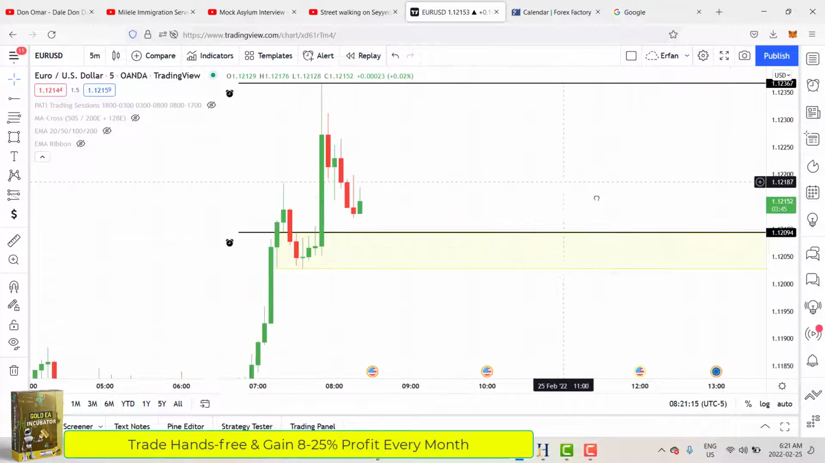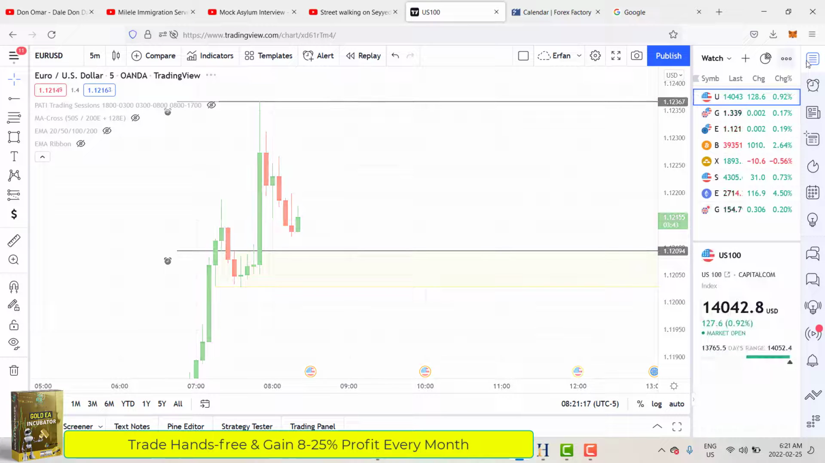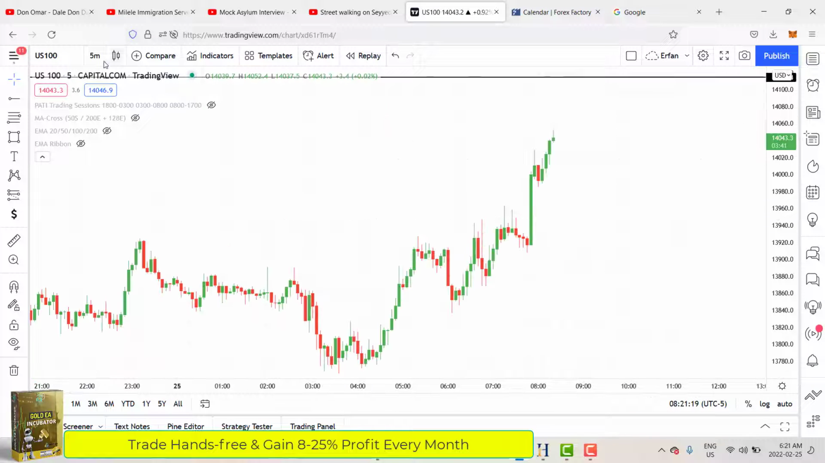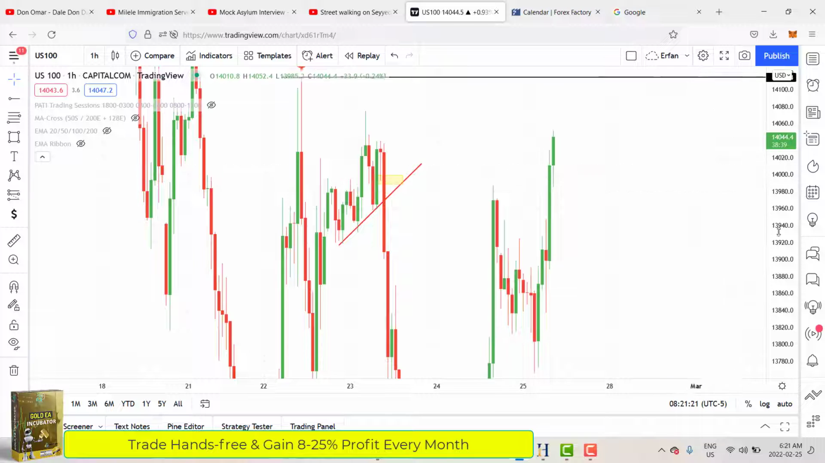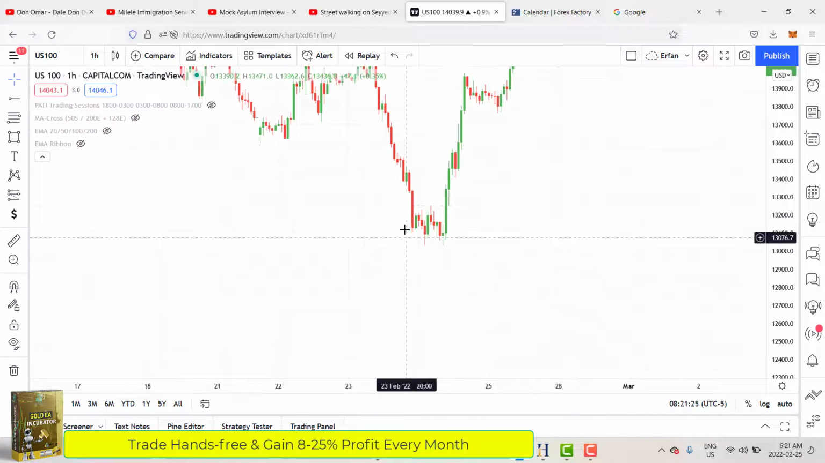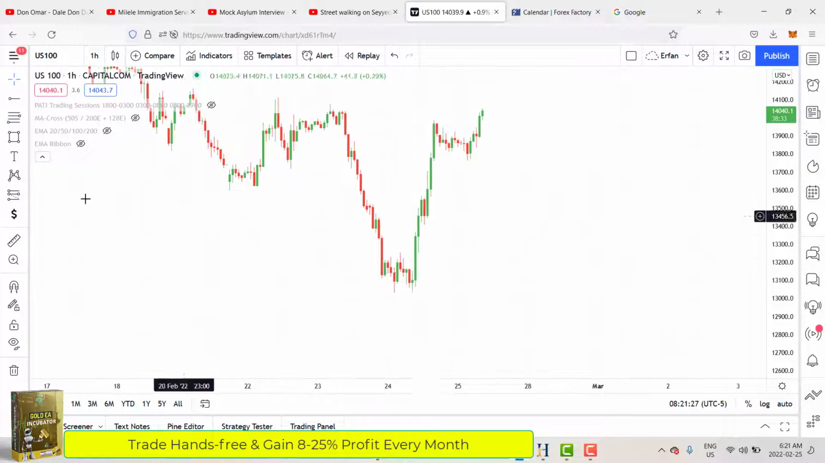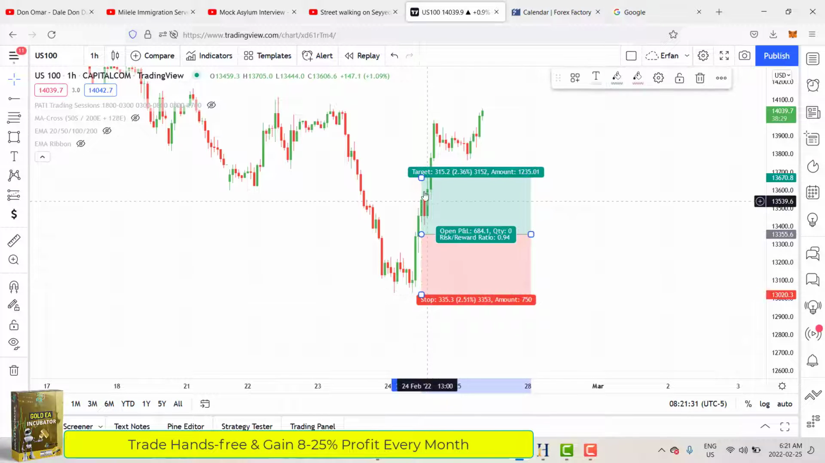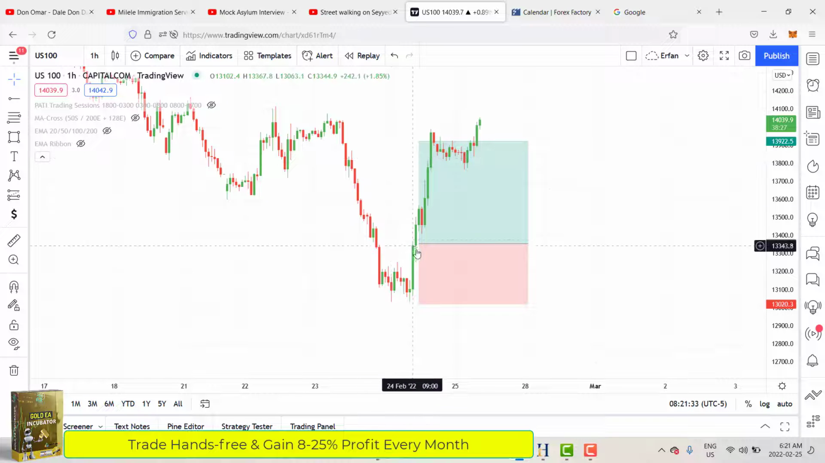Okay, so let's go to NAS100 to see what's going on here. NAS100 in 1 hour. Wow, look at this, guys. Look at this consolidation and then this huge spike towards upside. Look at this.